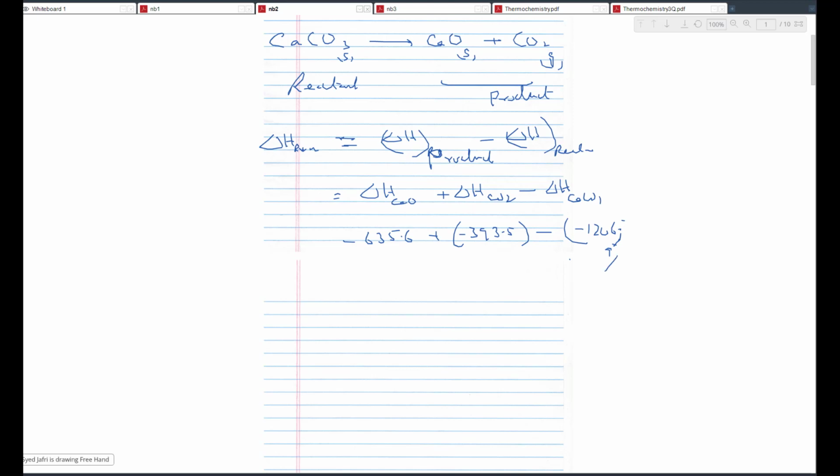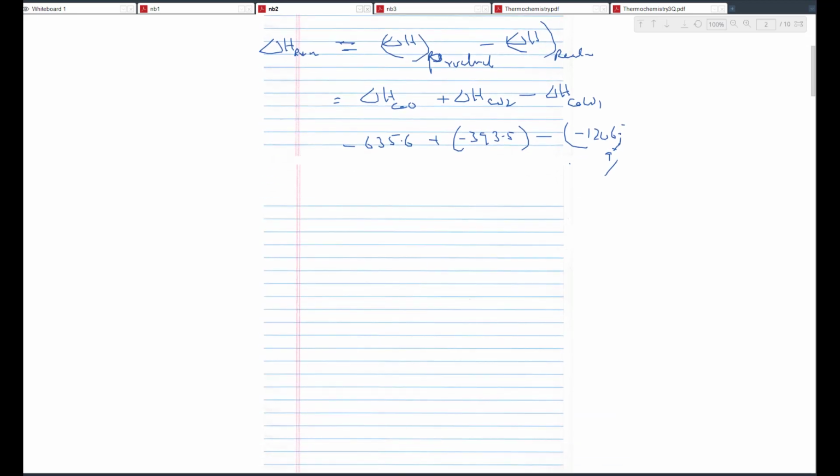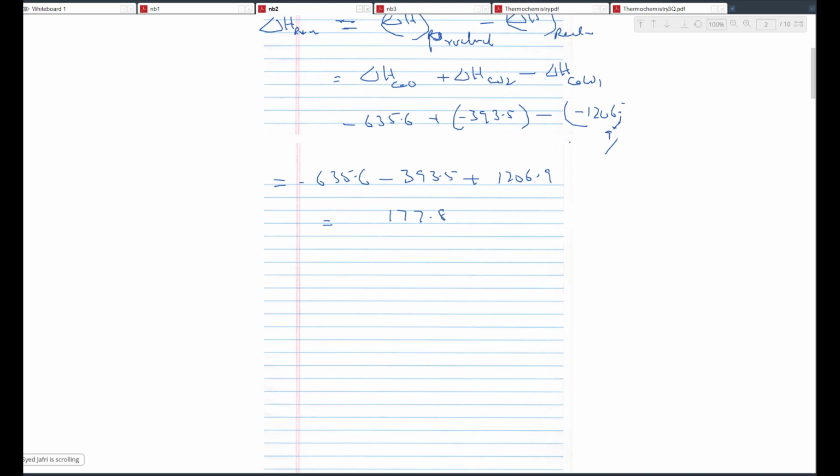Now let's do this one. I am opening the parenthesis. Plus minus will become minus, and minus minus will become positive. So 1206.9. Let's solve this whole thing: minus 635.6 minus 393.5 plus 1206.9, and I am getting 177.8 positive. And because the unit you gave me is kilojoules per mole, this is also going to be kilojoules per mole.